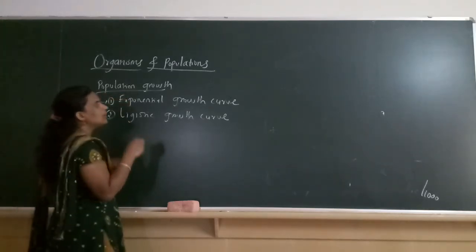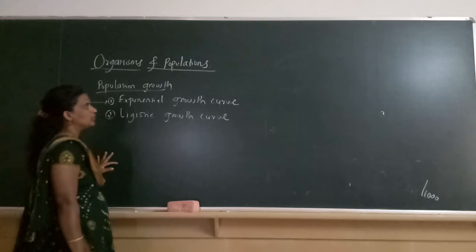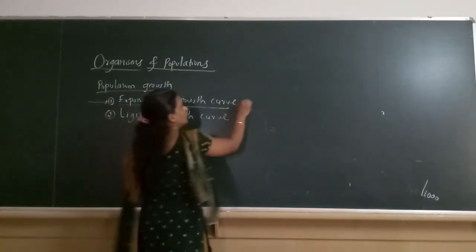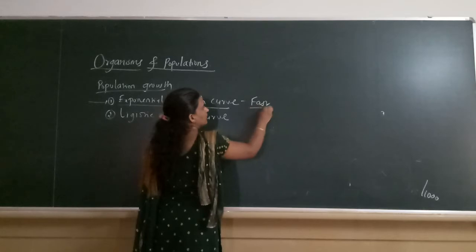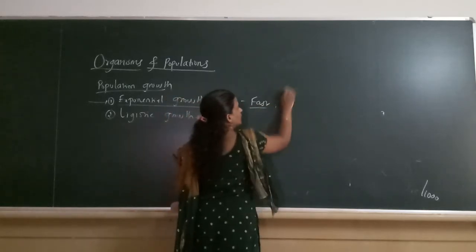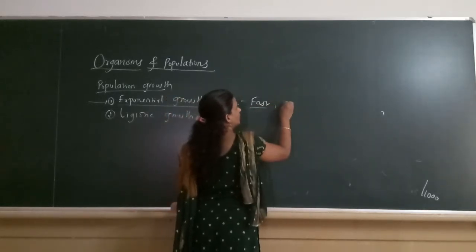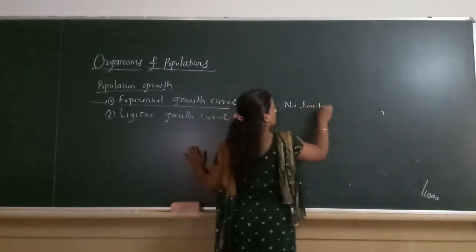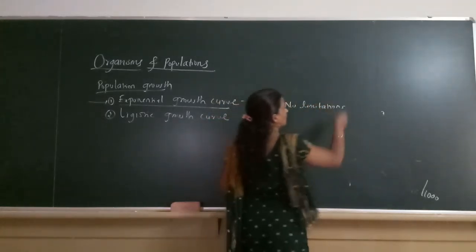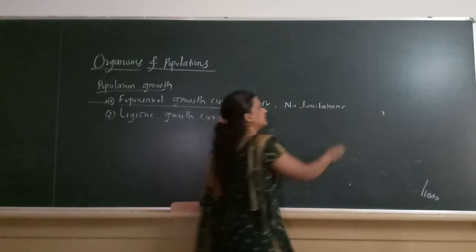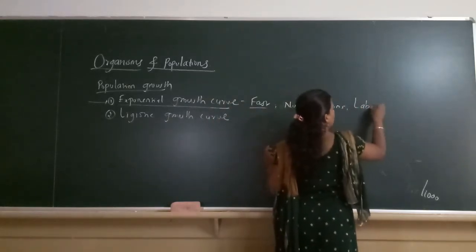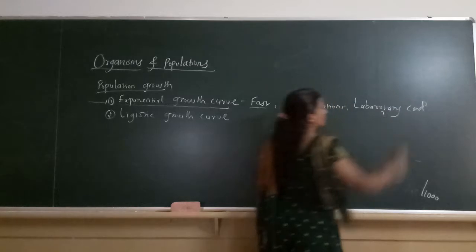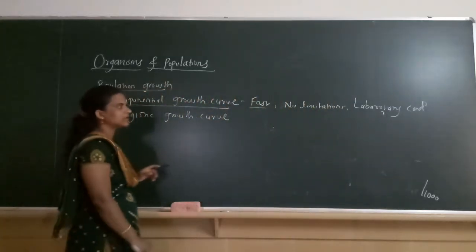By taking a graph, we explain these growth curves. The exponential growth curve is fast, and there are no limitations. Usually it takes place in laboratory conditions. Where does it take place? It takes place in laboratory conditions.